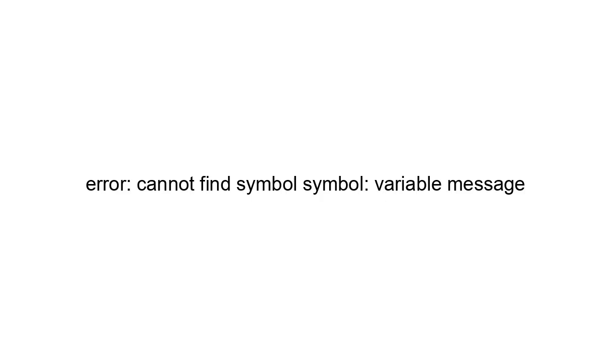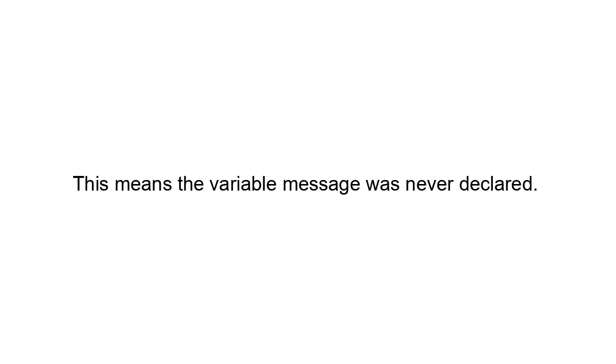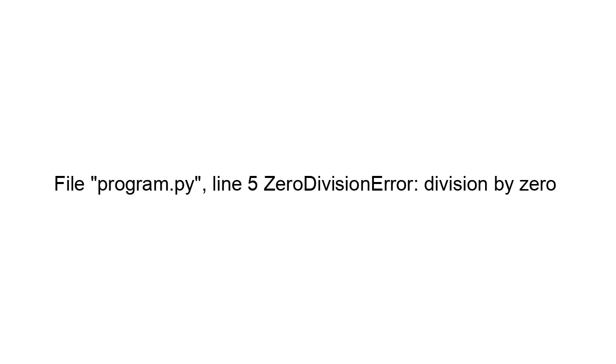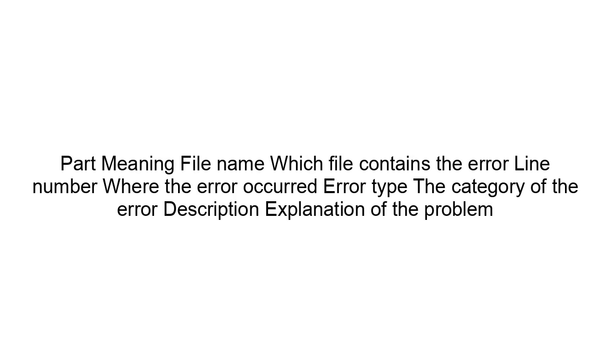Parts of an error message. Most error messages contain several important parts. Example: File program.py, line 5, ZeroDivisionError: division by zero. This message contains these parts: file name, which file contains the error; line number, where the error occurred; error type, the category of the error; and description, an explanation of the problem. Each part helps locate and understand the issue.